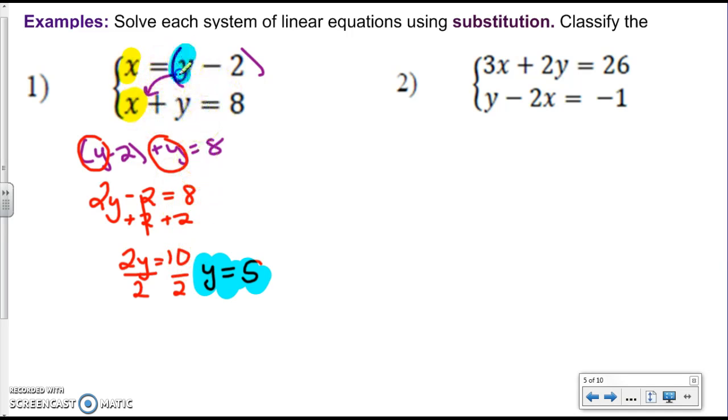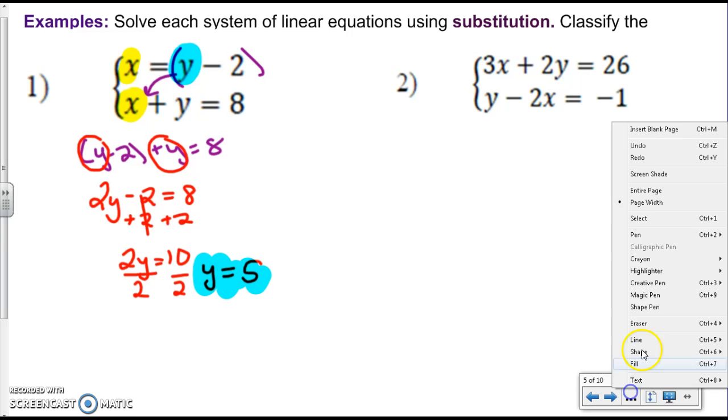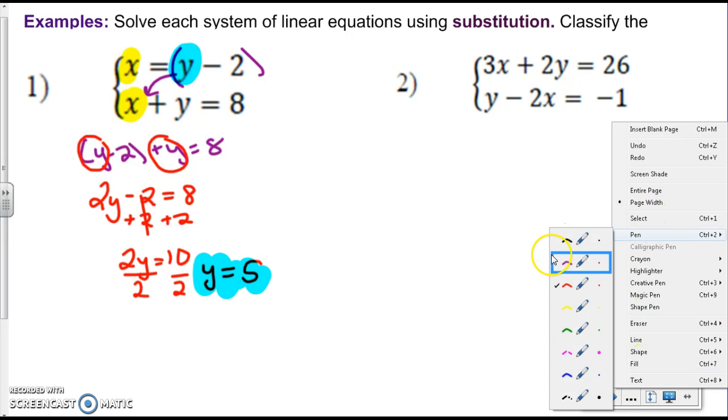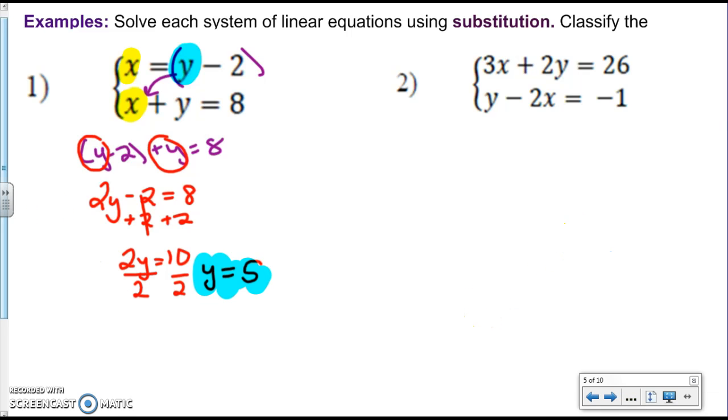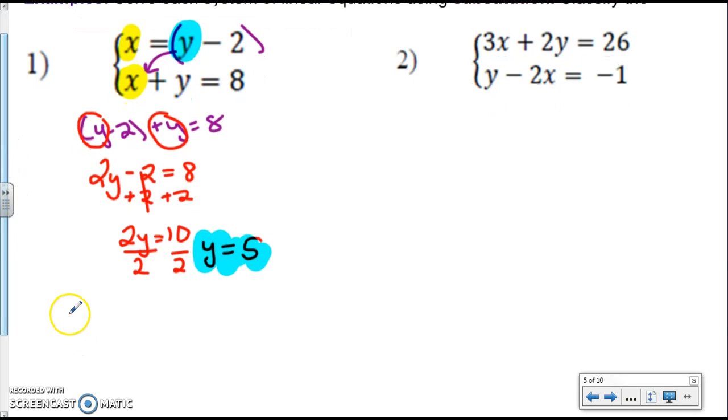So if y is 5, I'm going to put that y, or that 5, in place of the y on the top. And you could use the other equation if you want. It's completely up to you. It doesn't really matter because it has to work on both of them. So x equals 5 minus 2. Well, 5 minus 2 is 3. So our ordered pair is (3, 5).